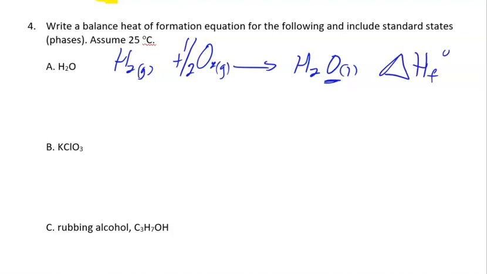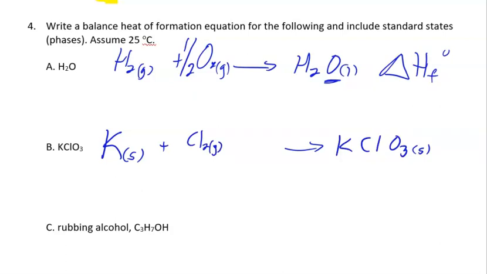The next one, KClO3, that's an L, not an I. So we're going to form 1 mole of potassium chlorate. It's an ionic compound, and therefore it's a solid at room temperature. Potassium is a metal, and therefore it's a solid. Chlorine is a diatomic gas, and we need one of them. It comes in pairs, so we have 1/2. And then we're going to need oxygen. It is diatomic and a gas. How do you get 3 out of 2? You're going to multiply this by 3/2 or 1.5, and you get a balanced equation.